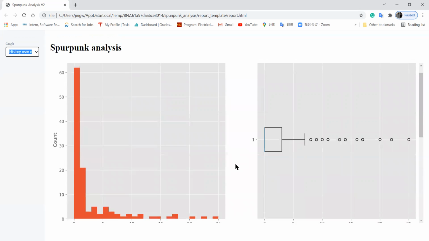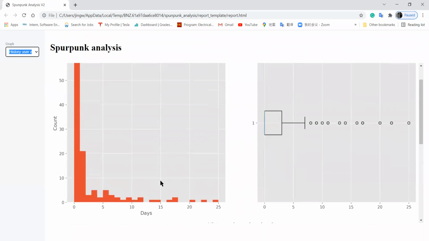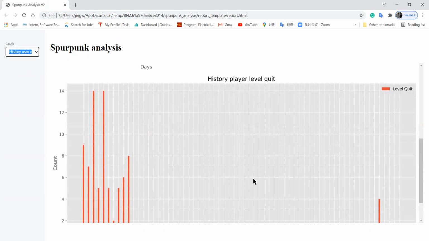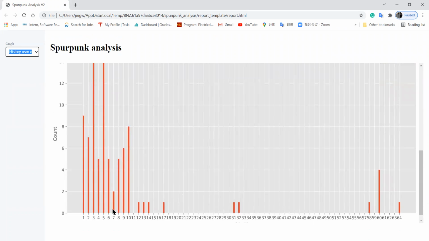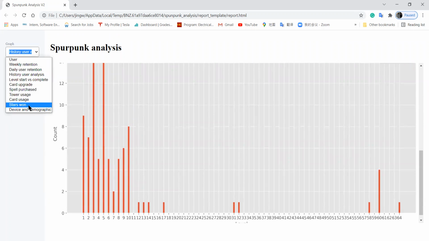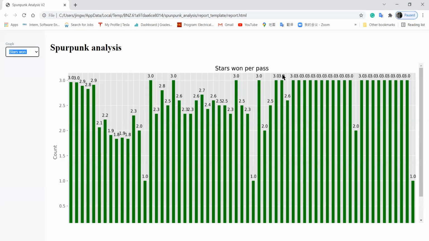And this graph is the user play days, for example, like in 5 days. That means how many users will play for 5 days. And this graph is how many players will quit in each level. So we can combine this graph with this graph, the stars won per pass. We can analyze these two graphs.